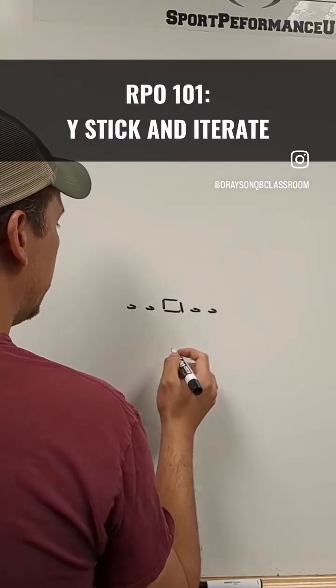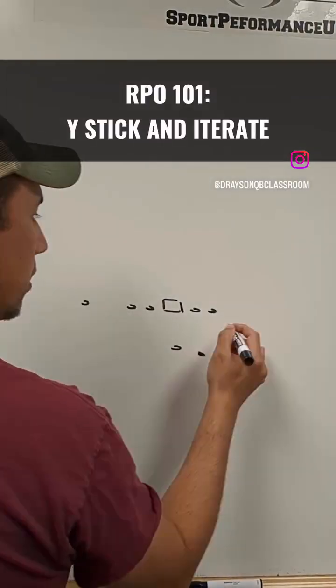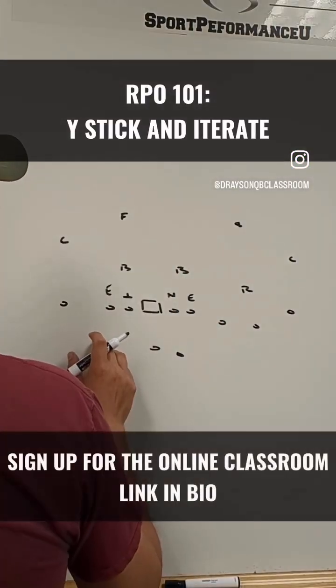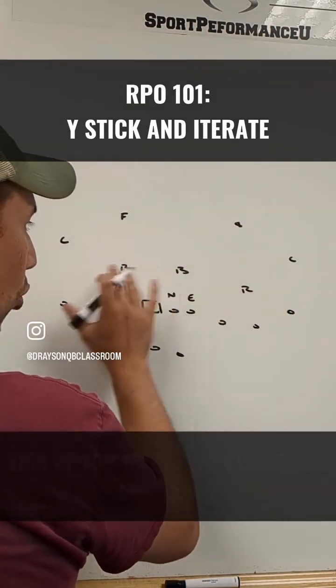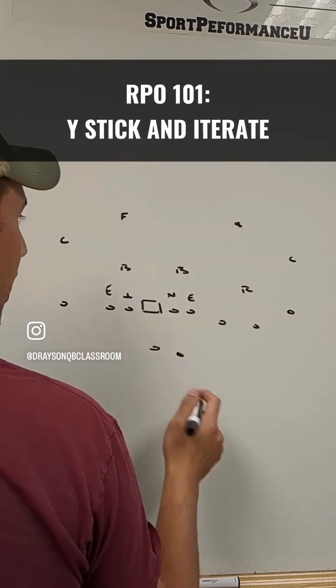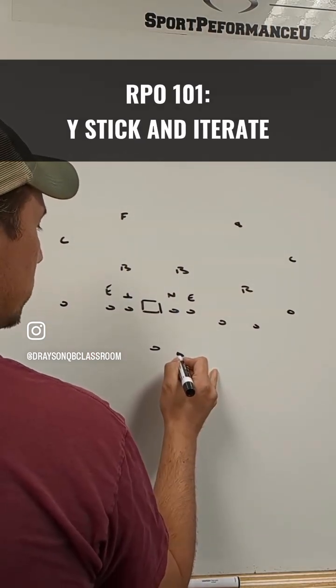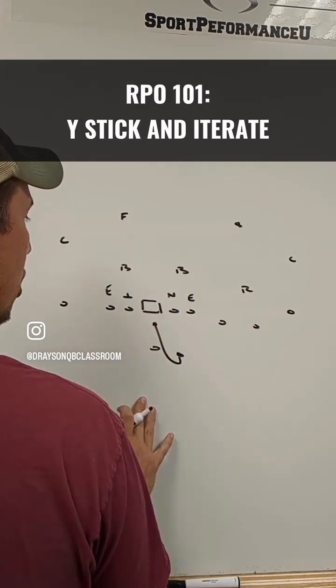All right, so today let's talk RPOs 101. We start with the premise of a two-high structure, which means we feel that we can read one of these players underneath here and put someone in conflict, which if we do on one of the most basic ones, just Y stick, let's run inside zone going to the left.